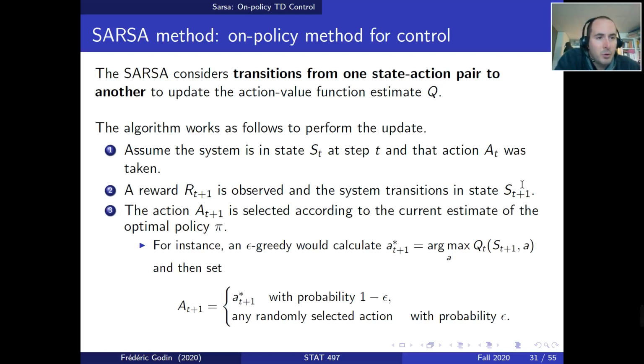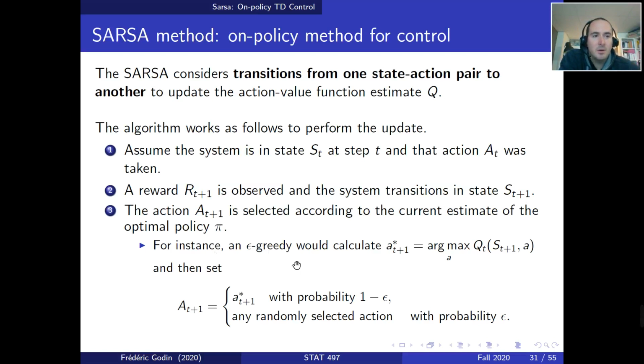And then you must decide what action you will take at time t+1. So for the given previous pair of state and action and the previous reward, you transition into a new state, and you must decide what action you take in that new state. Step number 3 here explains how you choose your new action. The action A_{t+1} is selected according to the current estimate of the optimal policy pi.